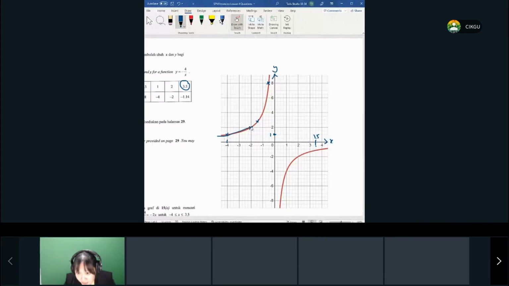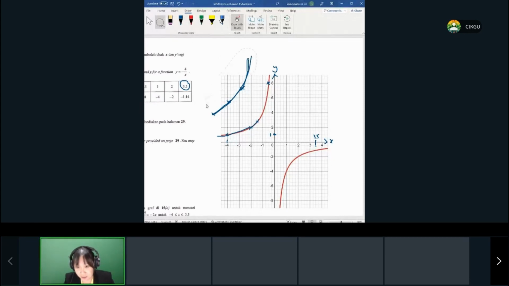When I say smooth, it means not like this, like that. Some students, after they draw the curve, you can see that they connected it segment by segment. Don't, okay? Make sure it's smooth like that. I just want to point this out.